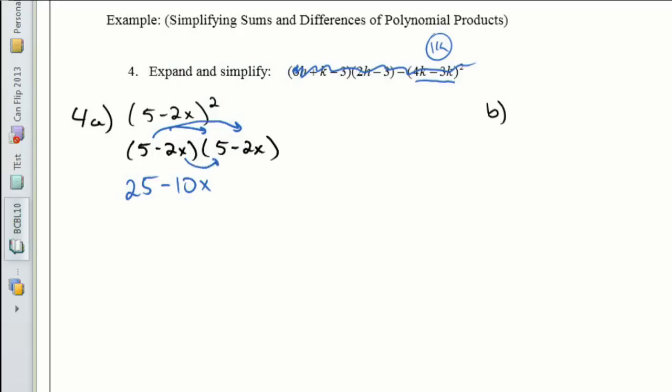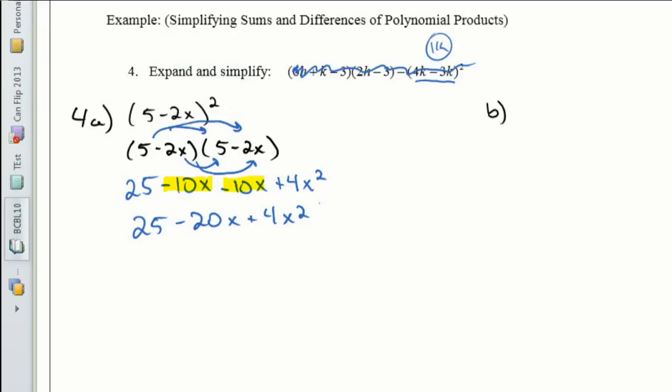I'm going to take this negative 2x and multiply it by both terms in the second bracket. So negative 2x times 5 is negative 10x again. And negative 2x times negative 2x gives me positive 4x squared. Combining like terms, I have these 10x's in the middle here, so I'm going to combine those together. 25 minus 20x plus 4x squared.